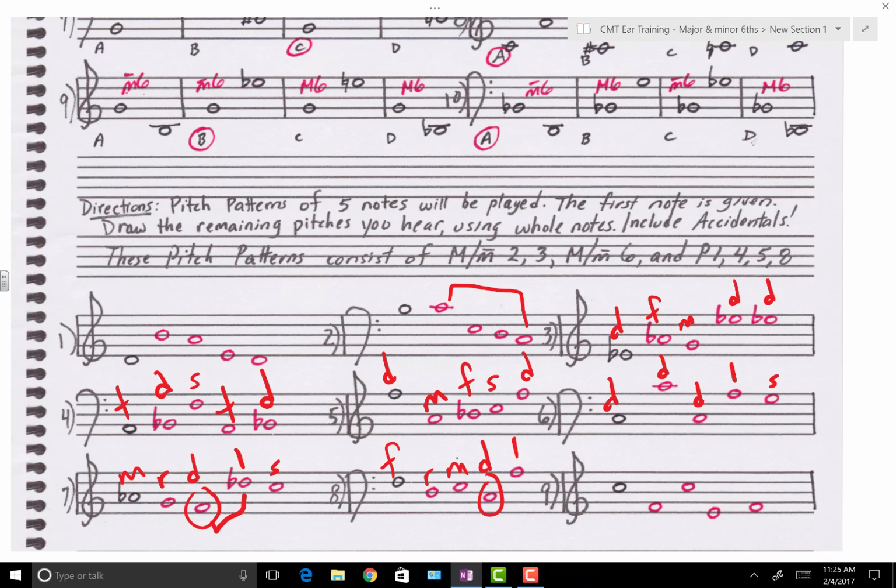And for number 9, treble clef, starting note was a C. We heard 2 C's in this one, and we heard 2 F's in this one. Let's listen to this one carefully.